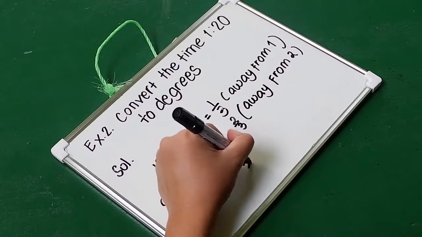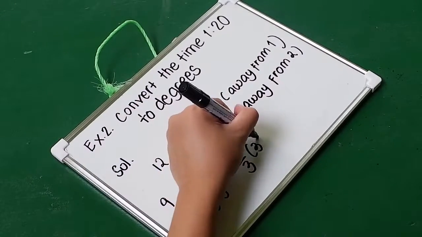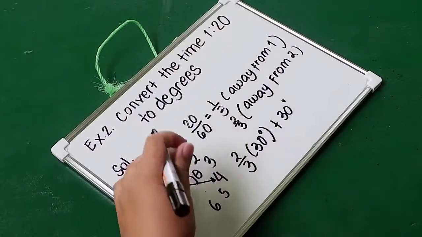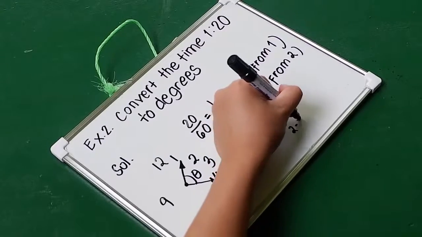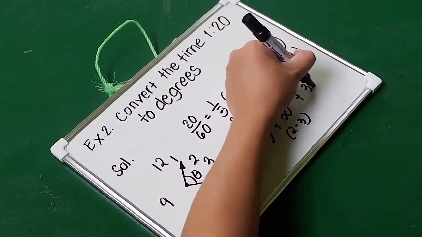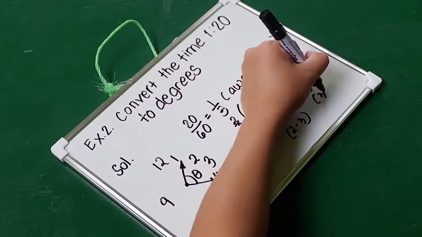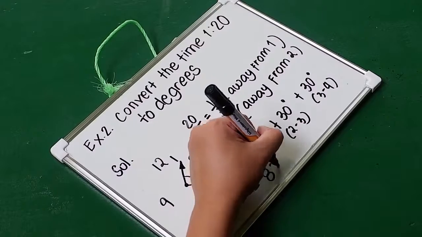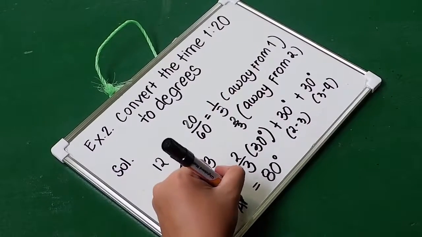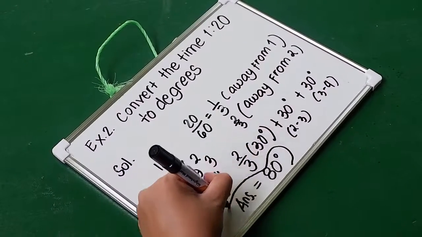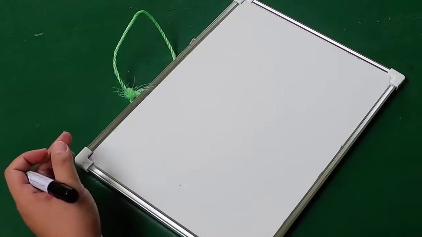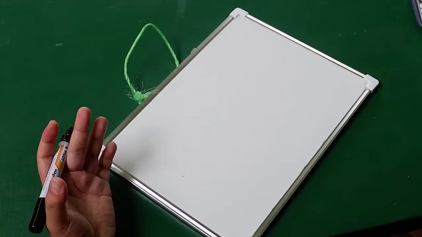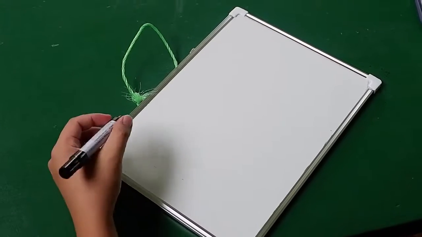2/3, and in 1 hour there is 30 degrees, and then plus 30 degrees for 2 to 3, and then plus 30 degrees from 3 to 4. So the total for this is the degree. For this last question, there are steps involved so that you can solve it comprehensively. Let's try this one out.